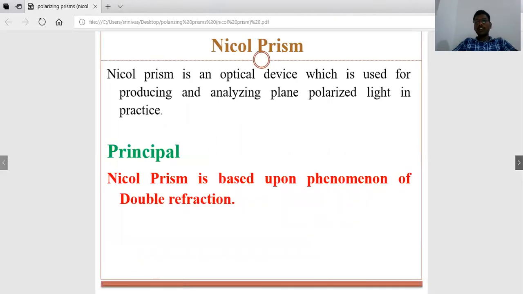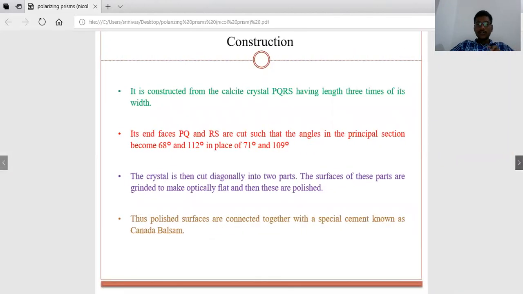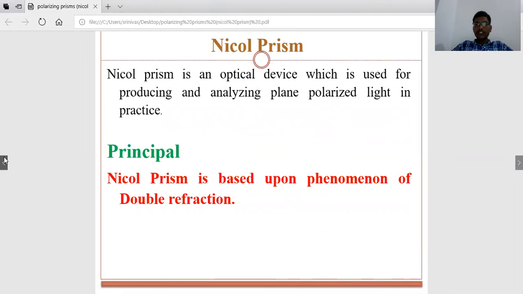Next, we go to our topic, the Nicol prism. A Nicol prism is an optical device which is used for producing and analyzing plane polarized light in practice. But what is the principle of this Nicol prism? A Nicol prism is based on the phenomenon of double refraction. Already we saw that double refraction means when unpolarized light passes through the prism, we get two rays, ordinary and extraordinary. That phenomenon is the principle of this Nicol prism.